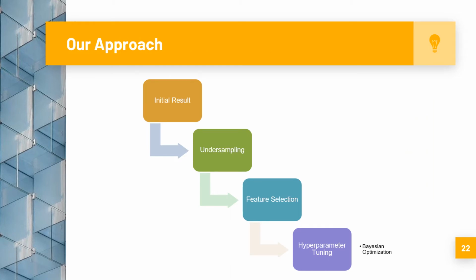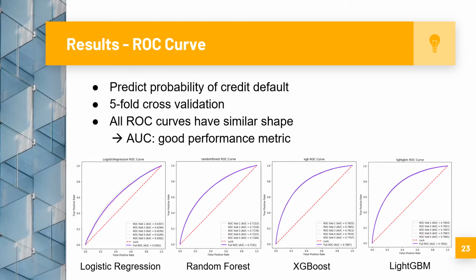Our approach starts with training different types of model on the preprocessed data without undersampling. Then we perform undersampling and repeat the training to check if there is any improvement. We also pick the model that gives the best results to further perform feature selection and hyperparameter tuning. The output of our model is the probability of credit default.